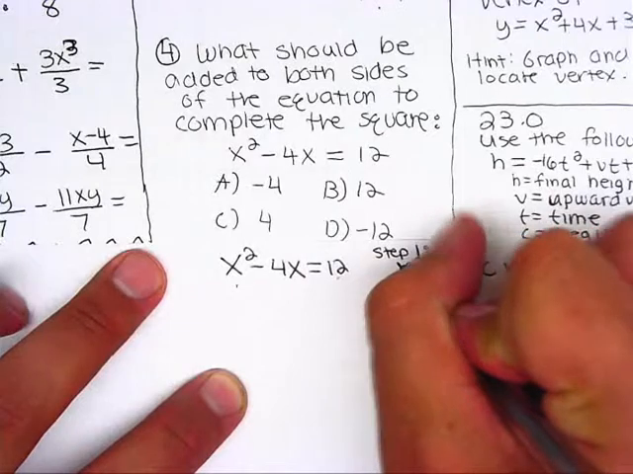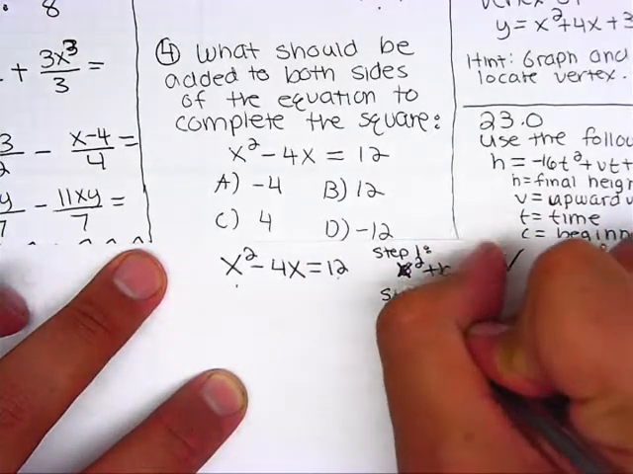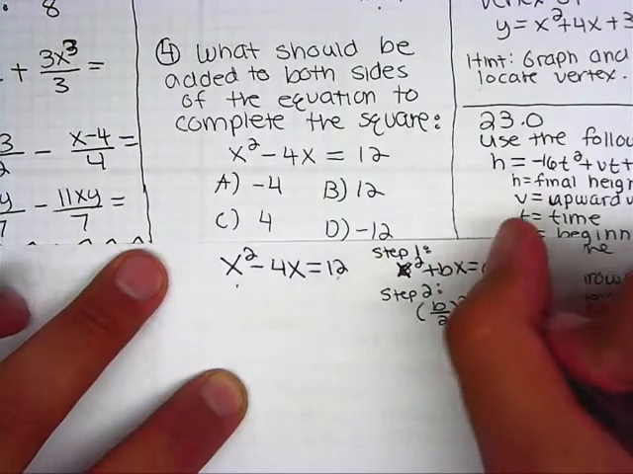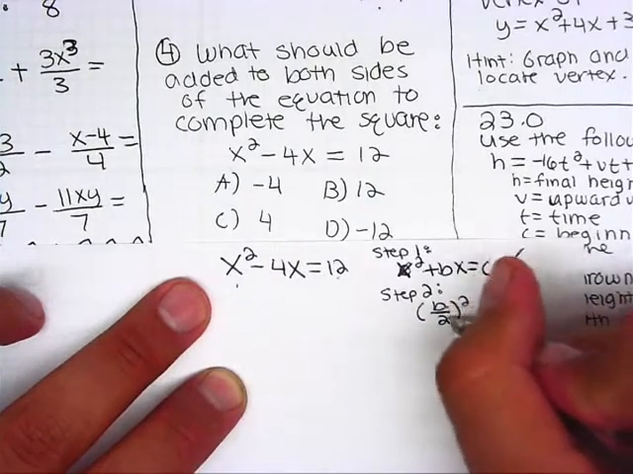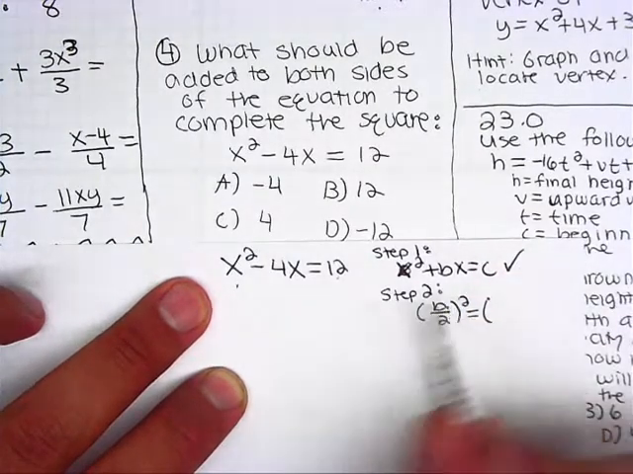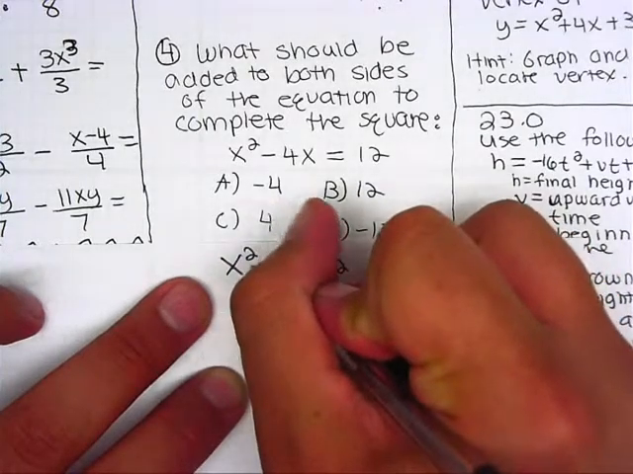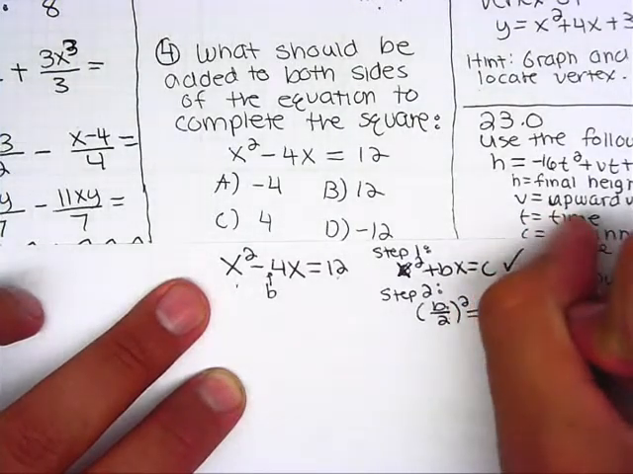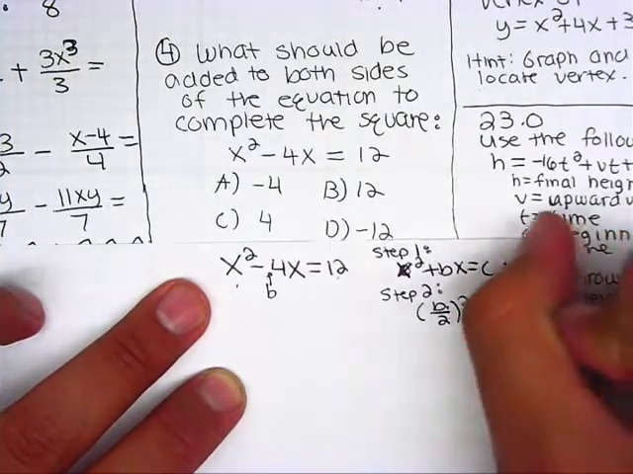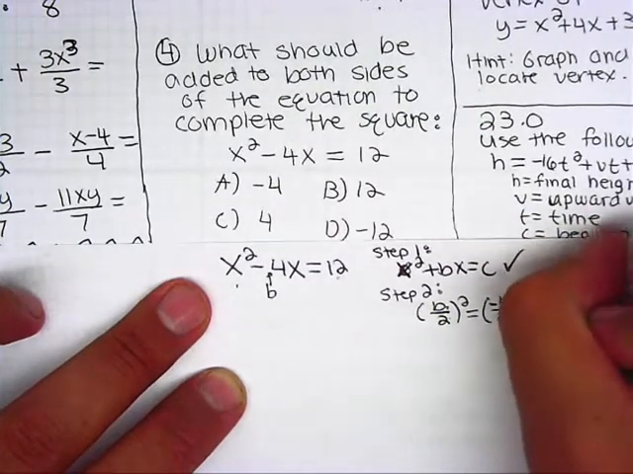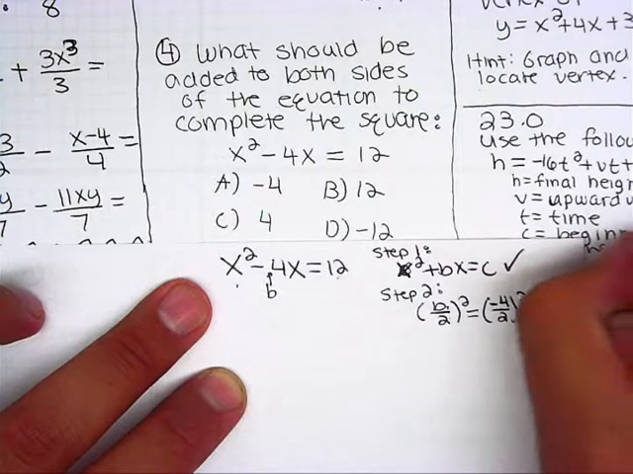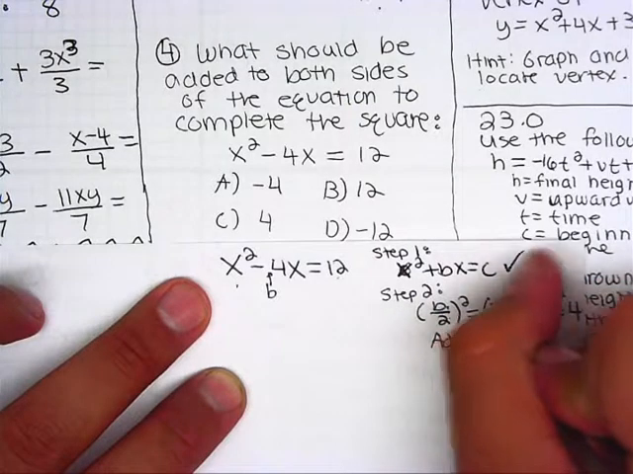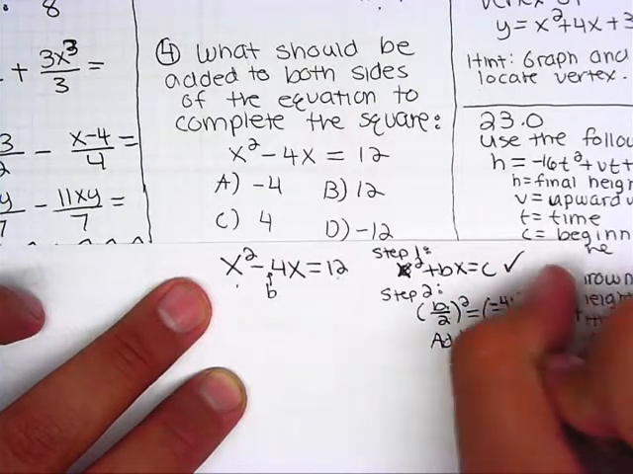Step 2 of completing the square is finding b over 2 squared and adding it to both sides. Well, b over 2 squared, I'm going to plug in my b term, which is right here, negative 4. Negative 4 over 2 squared. Negative 4 divided by 2 is negative 2 squared. Negative 2 squared is equal to 4. So now I'm going to add 4 to both sides of the equation.